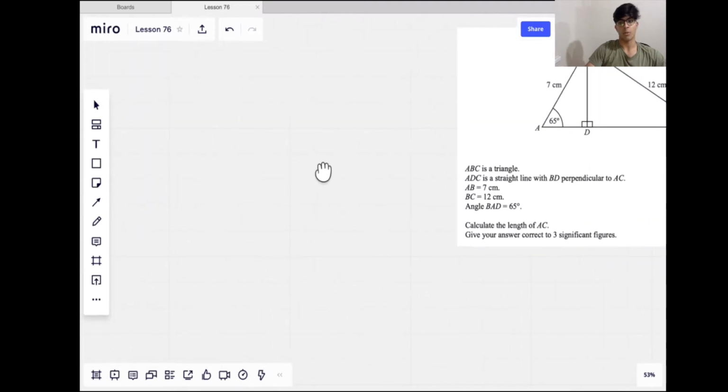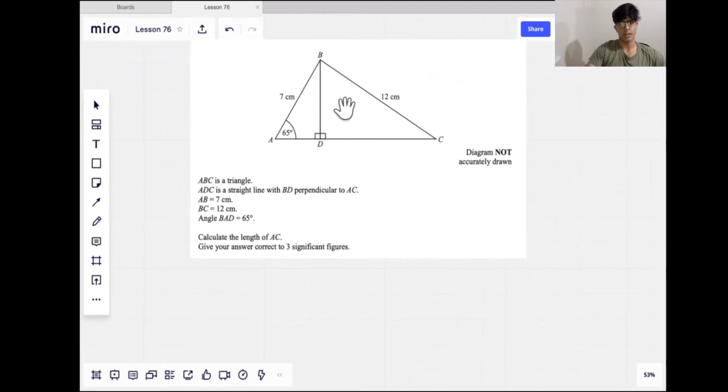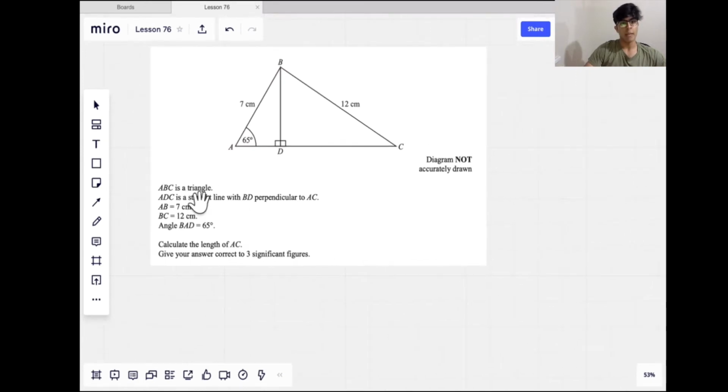A bit of a harder one, I'd say. We have 2 right angle triangles this time around, instead of just one. ABCD: ABC is a triangle, ADC is a straight line with BD perpendicular to AC. Perpendicular, remember, means that they meet at 90 degrees, so you know you've got a 90-degree triangle. AB is 7 centimeters, BC is 12 centimeters, and the angle BAD is 65. Calculate the length of AC. Give your answer correct to 3 significant figures.